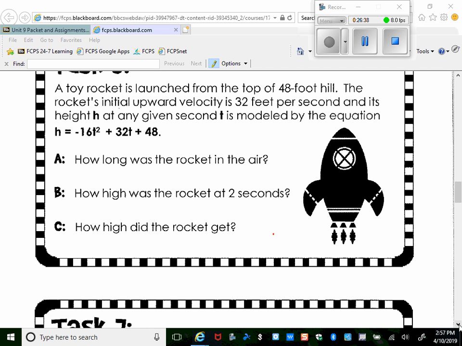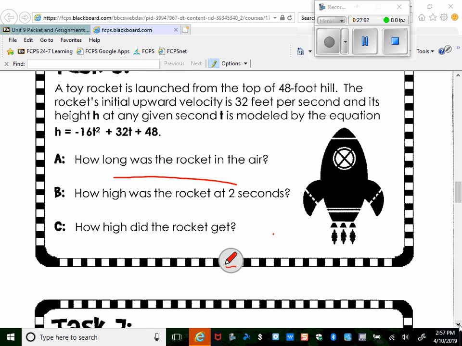All right, here we go, guys. How long was the rocket in the air? What are we looking for? How long was it in the air? X-intercept, exactly. It stops at some point. That's your x-axis.